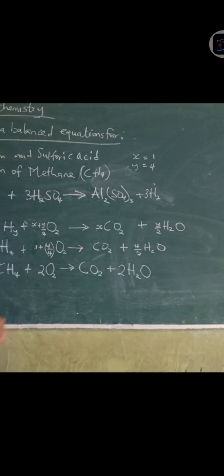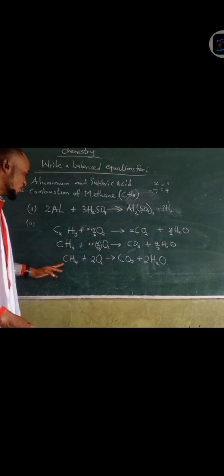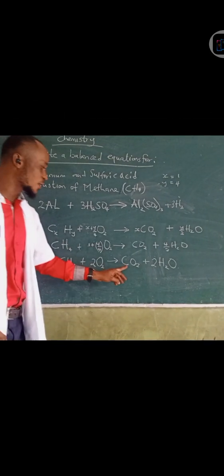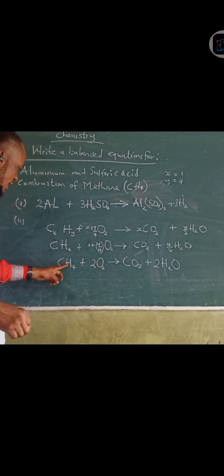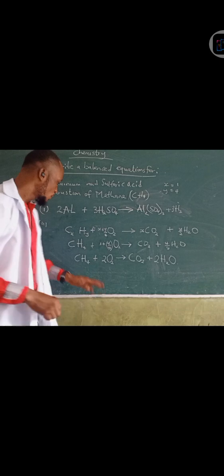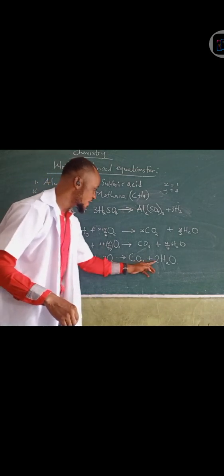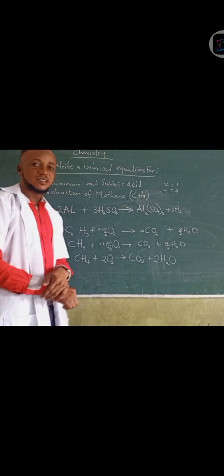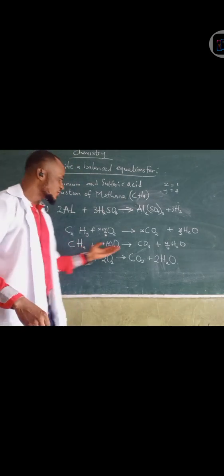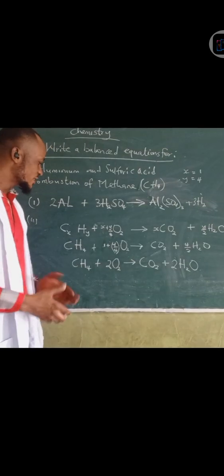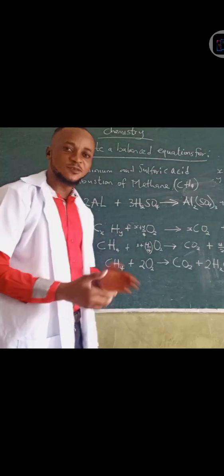Now let's check if it's balanced. How many carbon do I have here? 1. How many do I have here? 1. Good. How many hydrogen? 4. Here, how many hydrogen? 4. Correct. How many oxygen here? 4. I have 2 here and 2 here. Correct. Can you see that with this explanation, you can easily write the equation of combustion of any hydrocarbon?